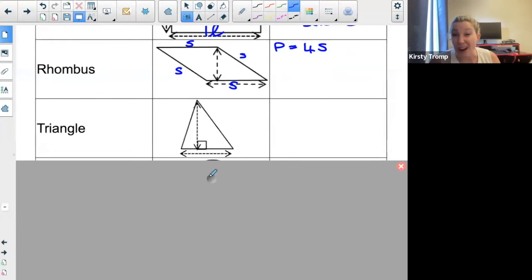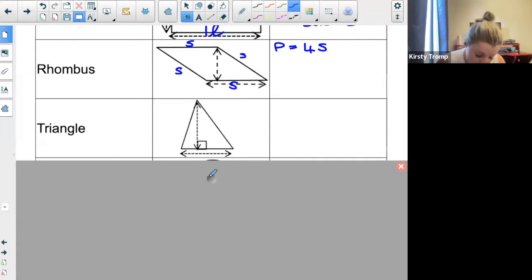All right, a triangle. Now, triangles are a little bit tricky because it depends on what kind of triangle it is. You can have a scalene triangle where all the sides are different. You can have an isosceles triangle where 2 sides are the same and the one side's not. You can have a right angle triangle, so triangles are kind of different to put the formula for perimeter.